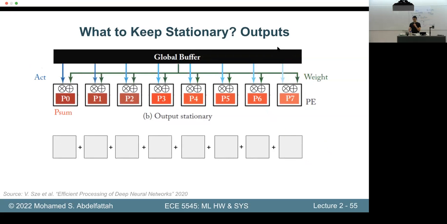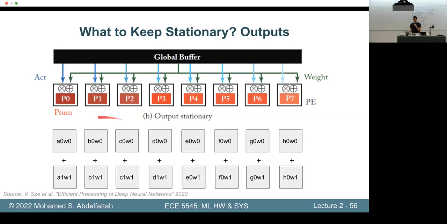Okay, the final kind of stationary is output stationary. So what does that mean? It means I have a dot product. I'm multiplying A0, B0 plus A1, B1 plus A2, B2, and there is a partial sum being produced. First it's A0, B0 plus A1, B1, then plus A2, B2, then plus A3, B3, and so on. And output stationary just means I'm keeping that partial sum cached in my PEs. And that's how I organize it.